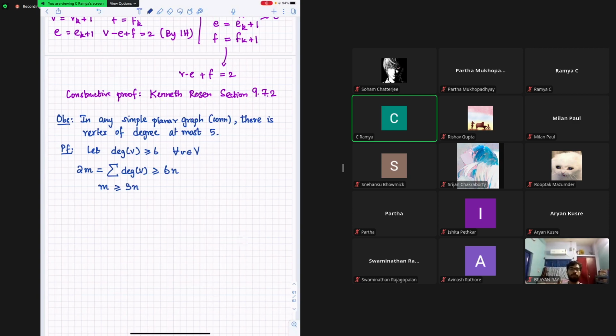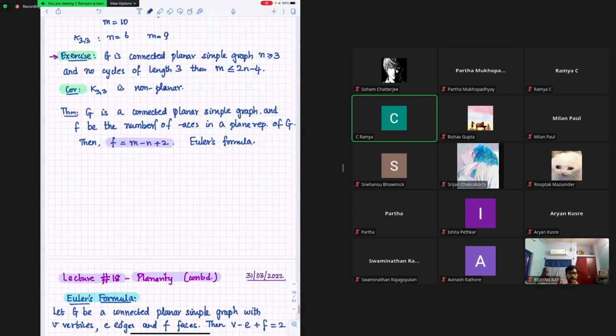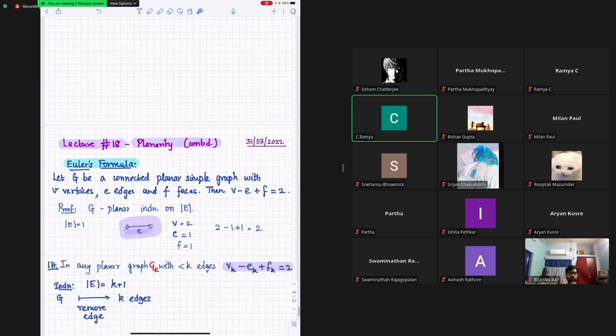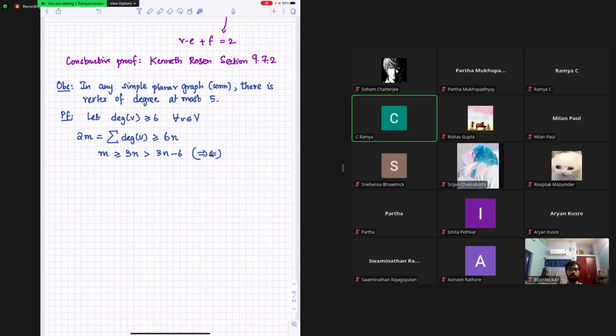Can the number of edges be this large? Can it be at least 3n in any planar graph? No. So this is strictly greater than 3n minus 6, which is a contradiction, because we proved that in any planar graph, the number of edges must be at most 3n minus 6. Which means that if you consider any simple planar graph, you will always find a vertex that has degree at most 5.